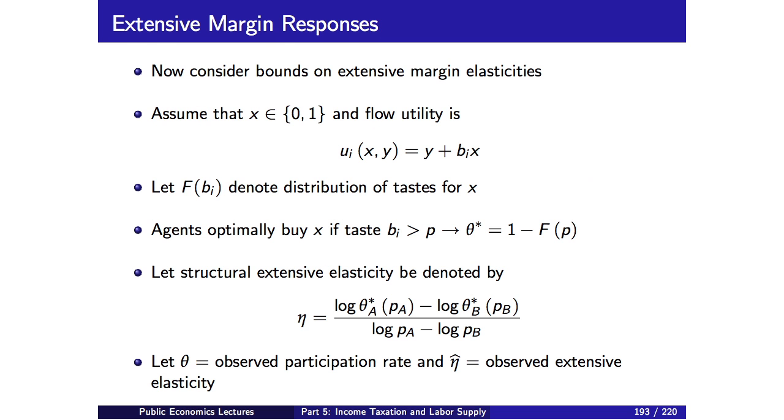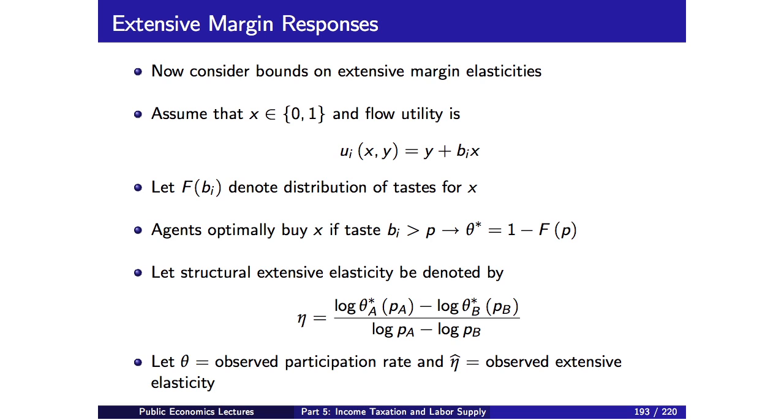I now want to contrast what I was showing you previously, the bounds for the intensive margin elasticity. That was in a model where you were choosing consumption of the good continuously. Now I want to show you the parallel version for the extensive margin and then talk about the application to labor supply, where hopefully all of this will be clearer.